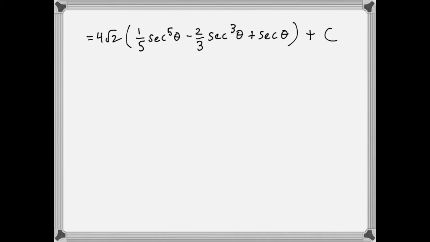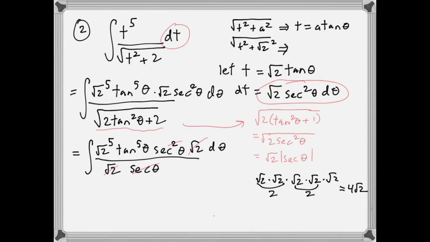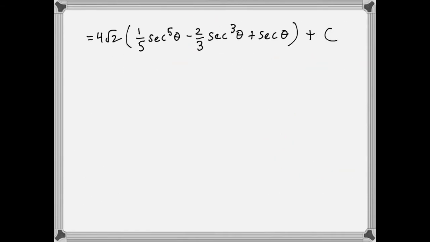From here, I now need to change theta back to t. And for this, I'm going to use my triangle that I have to create. So let's go back to what our original trig substitution was. Notice that we had right here, t is equal to the square root of 2 tan theta, right? So that means that tan theta is equal to t over the square root of 2.